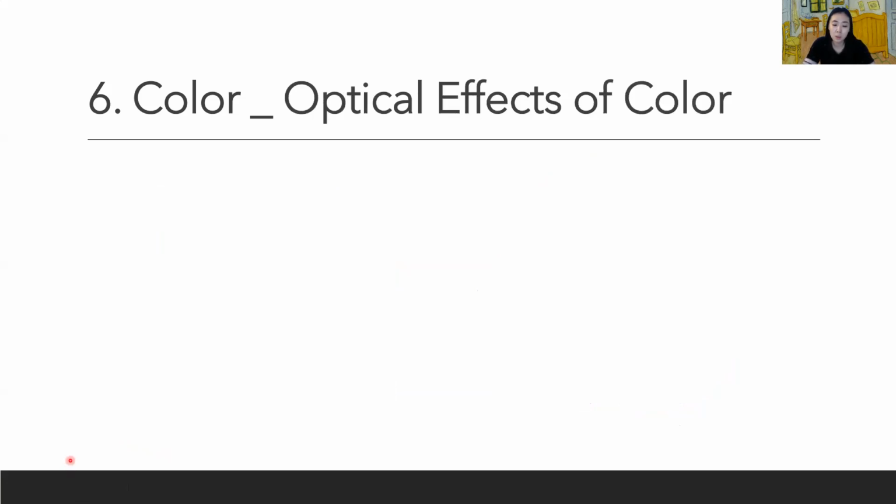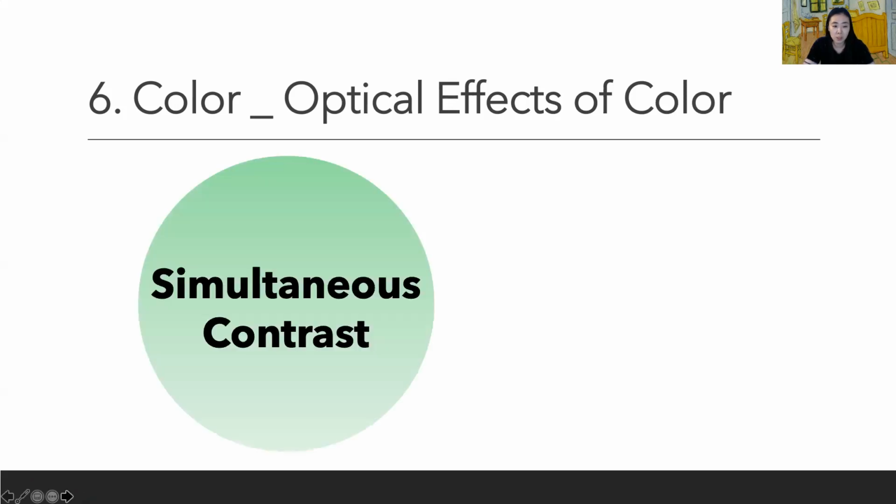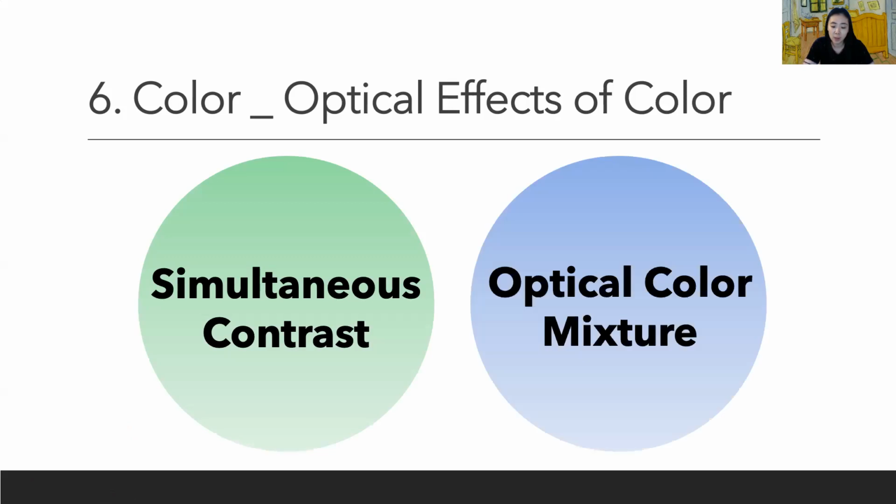So now we are going to see optical effects of color. There are two types of optical effects of color we are going to see. The first one is simultaneous contrast, and the next one is optical color mixture. Let's see what these are in detail.